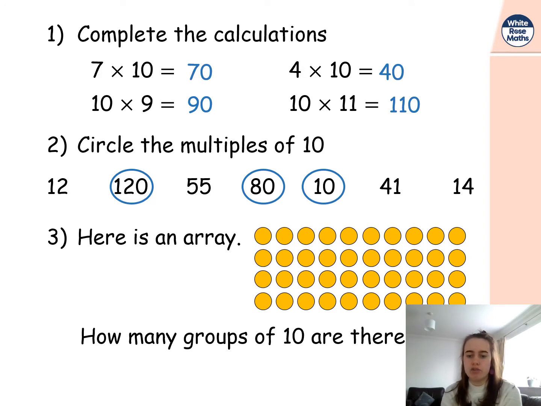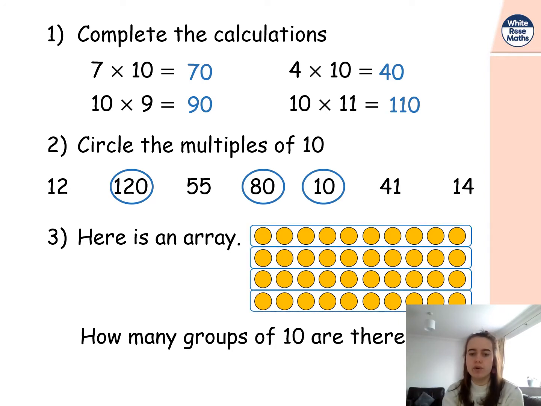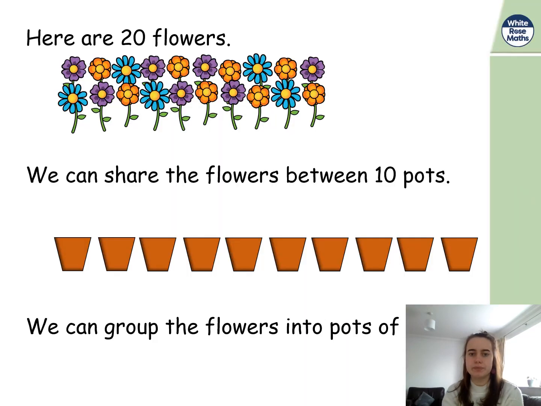And here we have an array. So how many groups of 10 are there in this array? Notice that there are 10 in each row. So count up the amount of rows. There are 4 groups of 10.